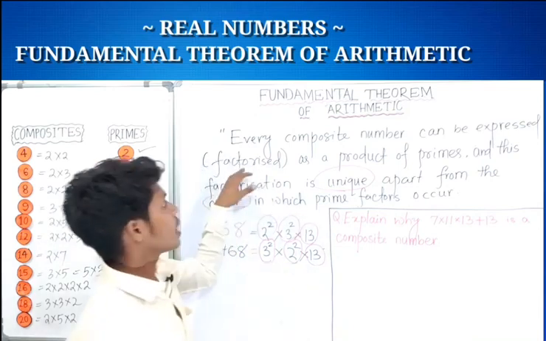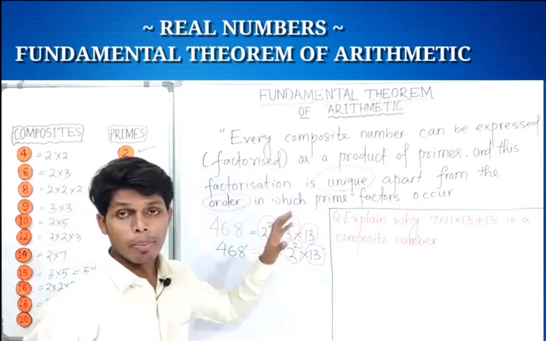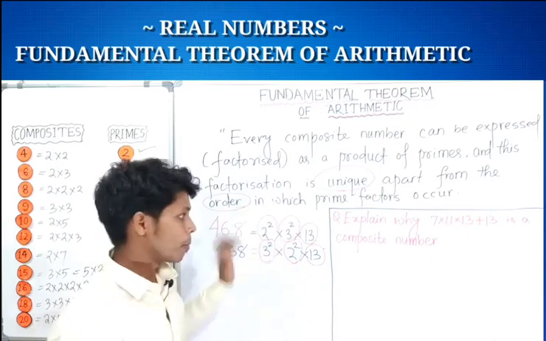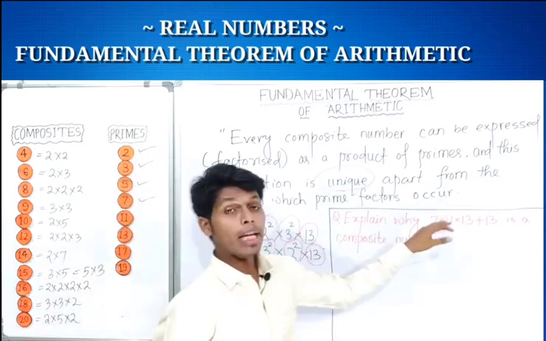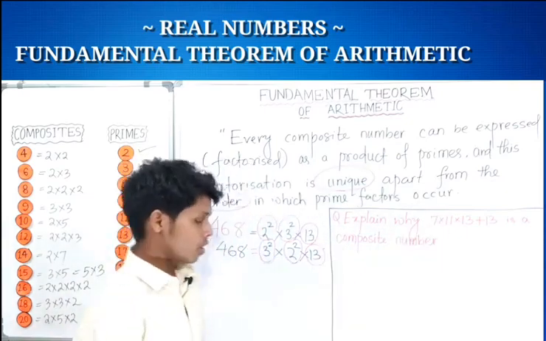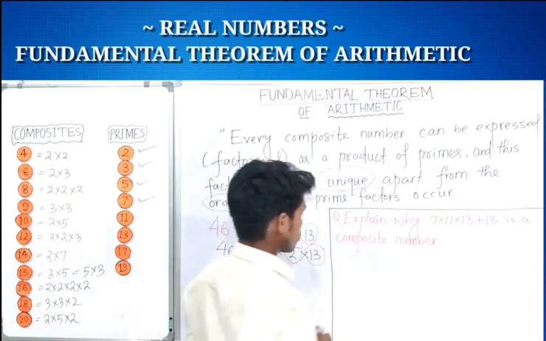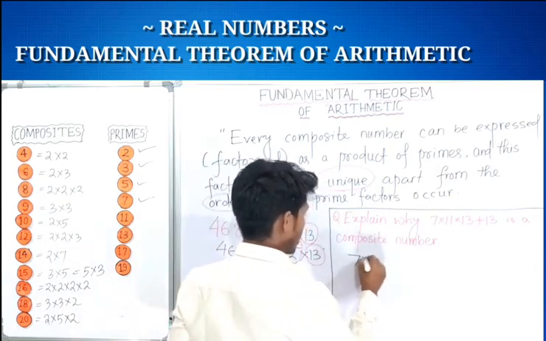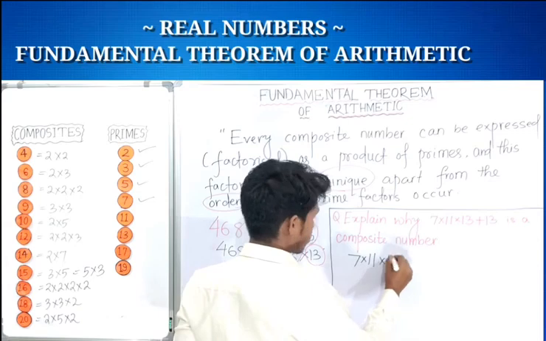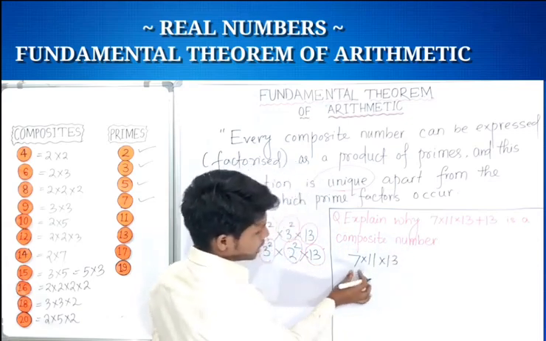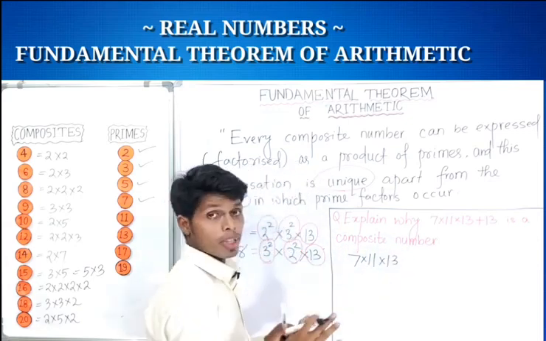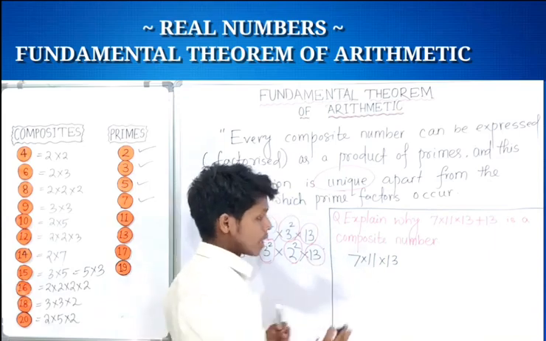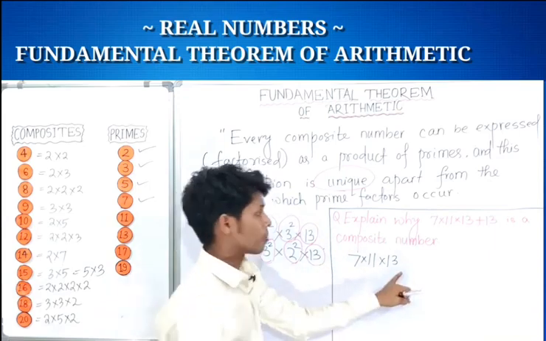As we just studied, every composite number can be expressed as the product of prime numbers. So let's see whether this can be written as the product of primes or not. At first let's see what is given in the question. It is given 7 multiplied by 11 multiplied by 13. Up to now you can see 7, 11, 13, each of them is prime and they are multiplied. So up to this it is a composite number.